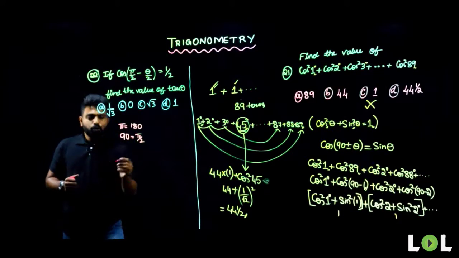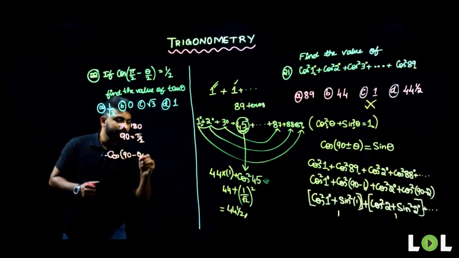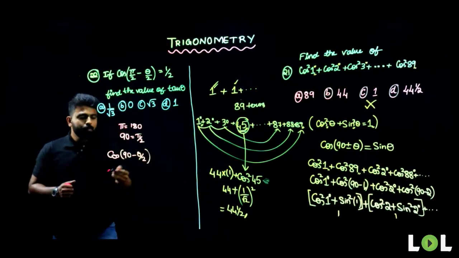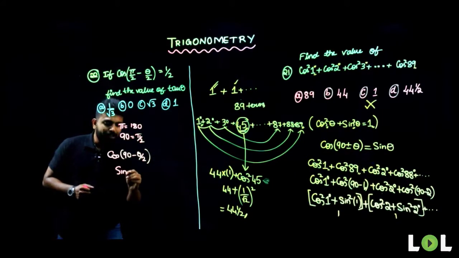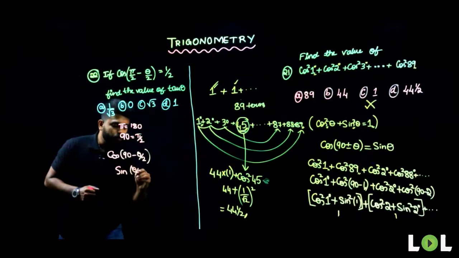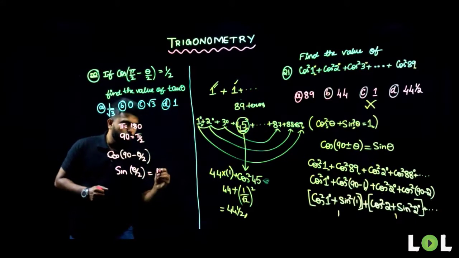So what will this value be? Cos of 90 minus theta by 2. But then, what can I write? Cos of 90 minus theta, I can write it as sine theta. So I'll have sine of theta by 2, and that will be equivalent to, as given in the question, 1 by 2.